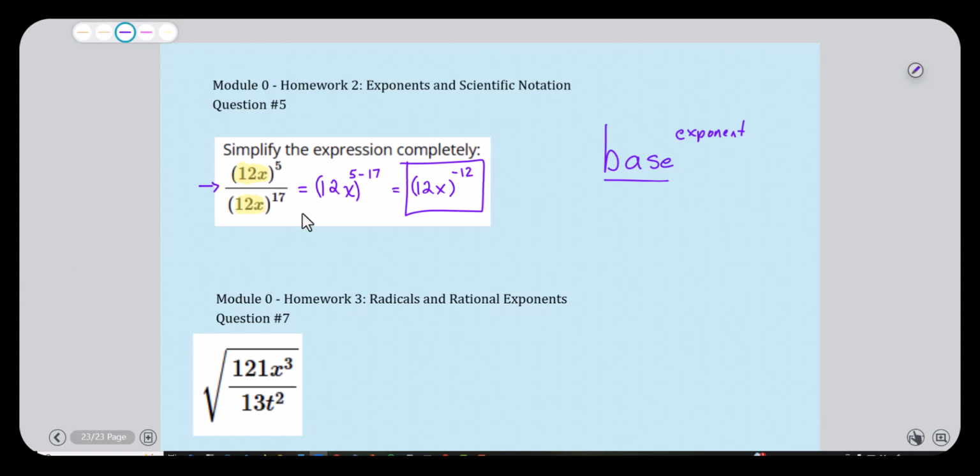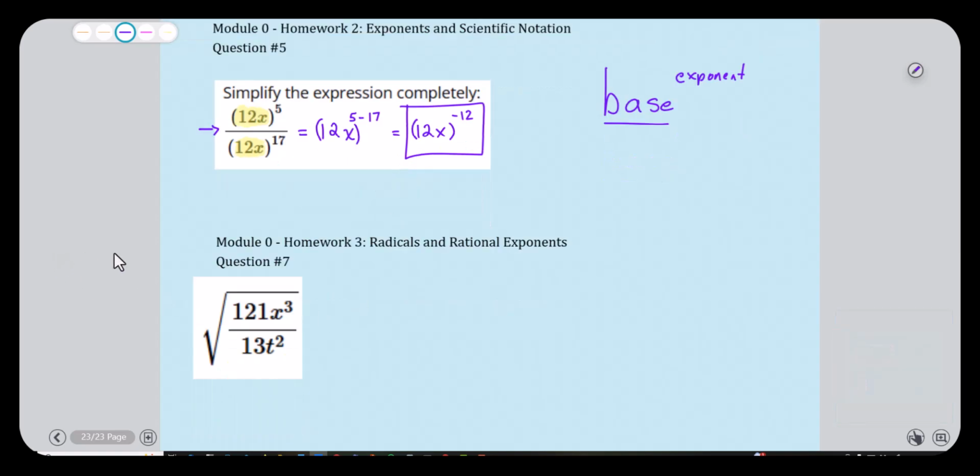All right, the next one is, this was actually asked by one of your wonderful classmates. Says Module 0, Homework 3, radicals. How do I know a radical? That big old square root. Okay, so anytime you see the root symbol. And this is question number 7.